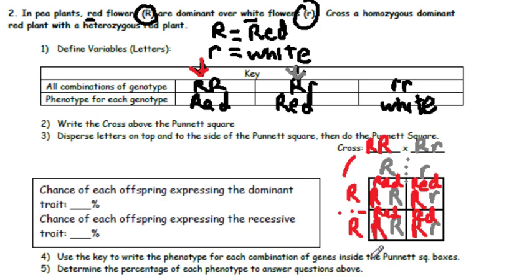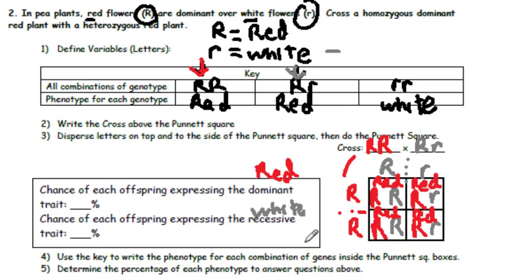Hopefully you make your boxes a little bigger so you can write in them. But if you write the phenotype in the box, you won't get confused later when the questions can be a little more complicated. It's asking each chance of expression, the dominant trait. Dominant is red. We could just write that above there. Dominant trait. And the recessive trait is white for this plant.